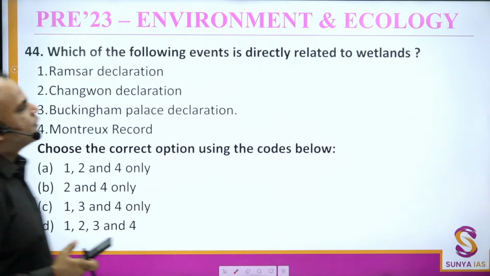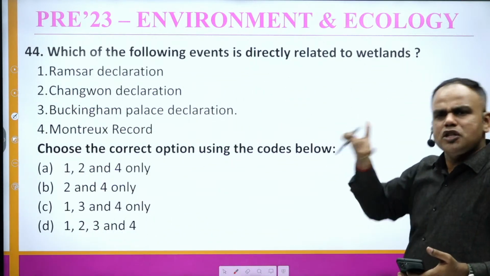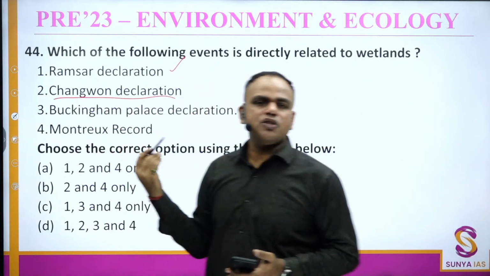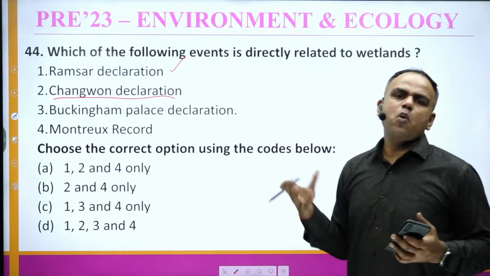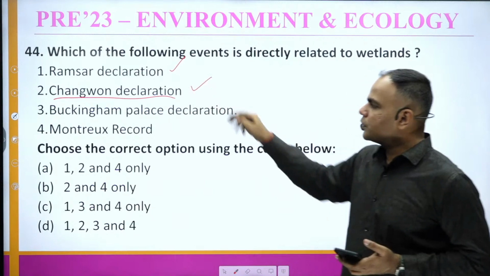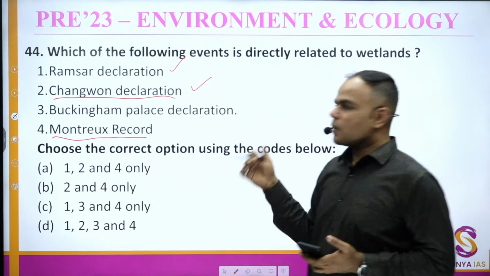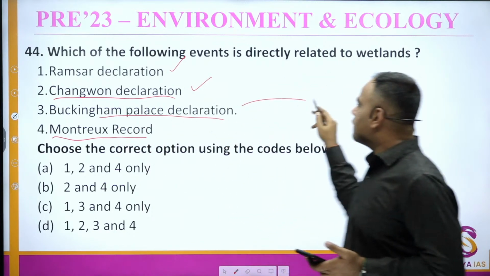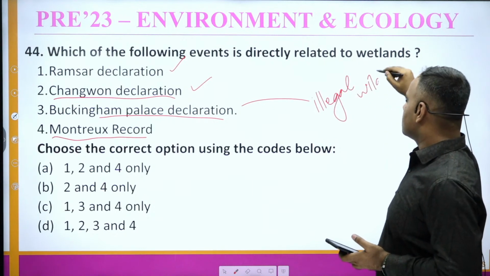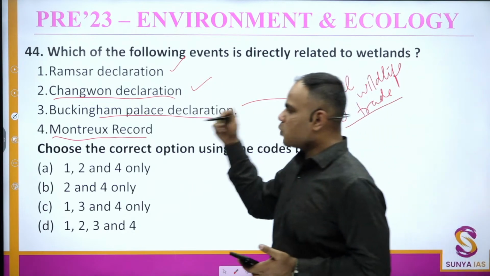Now, which of the following events is directly related to wetlands? Ramsar Declaration, all of us know this is related to wetlands. Okay. There is a Changwon Declaration. This also happened way back, but it spoke about the participation of people in the conservation of wetlands. This is also true. Montreux Record is also true. We have just seen that. This is related to wetlands. Buckingham Palace Declaration is for illegal wildlife trade. Okay, this is not related to it. So the answer is 1, 2 and 4.